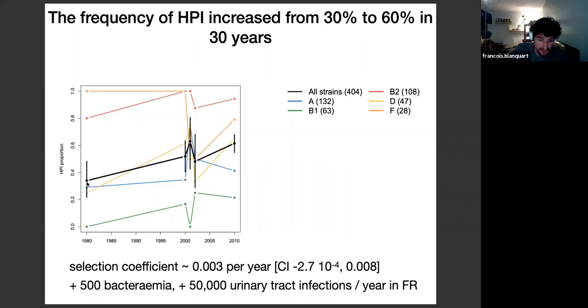And so, as I said, the HPI increased in frequency in 30 years. On this graph, you can focus mainly on the black line, showing that it was about 30%, 35% in 1980, and then increased in frequency till 2010. And this increase is significant even when controlling for the phylogroup structure. This results in an estimated selection coefficient of 0.003 per year. Another way to say the same thing: it increased in frequency. And so this increase could have caused a few hundred additional bacteremia per year and thousands of additional urinary tract infections per year, if indeed the effect of the HPI is as estimated from the comparison of clinical and commensal strains.